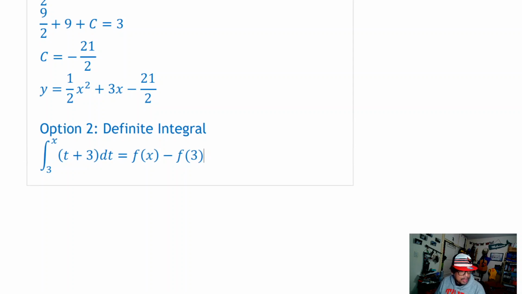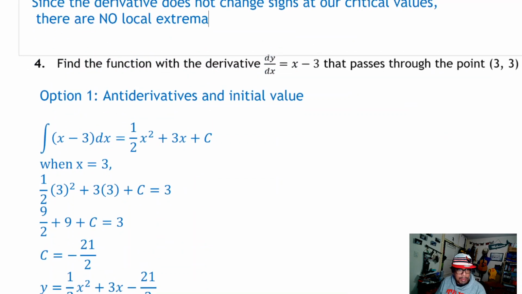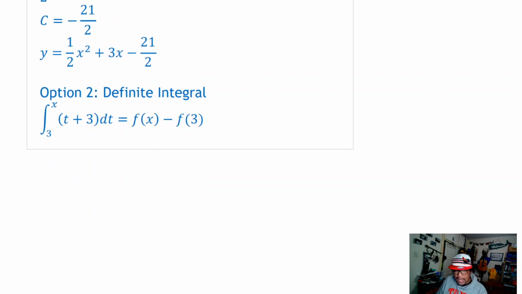Now, f of 3 is a little bit weird to say here because looking back at our problem here, there's no f. So we have to make the silent agreement that y is equal to f of x. And then over here, we also have to say that f of 3 is equal to 3, the fact that our function goes through the point (3, 3). So you're going to see that this is exactly the same thing. So on the left side, of course, we're going to find our antiderivative.